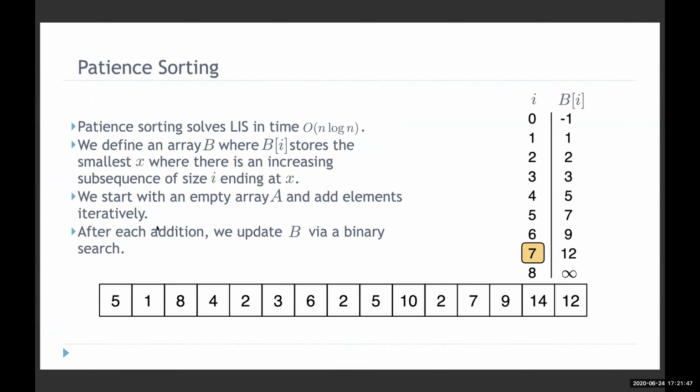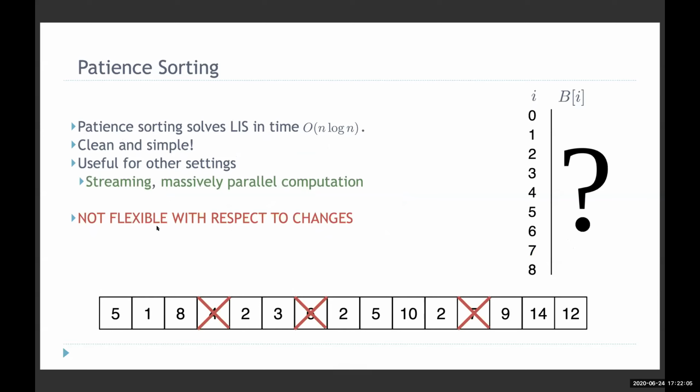The algorithm for LIS and distance to monotonicity is very famous. It's called patience sorting. So we basically add the elements one by one. Every time we add one element, we do a binary search, and that's enough for updating the solution. So in the end, we can figure out what's the LIS for a sequence. This is a very simple algorithm, and it gives us a solution in time n log n. You can probably implement it in less than 10 lines. And it also has some application in other settings, such as streaming or massively parallel computation.